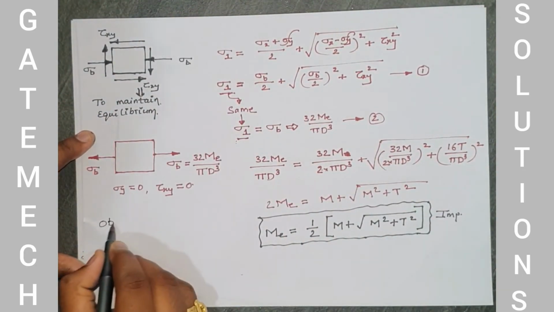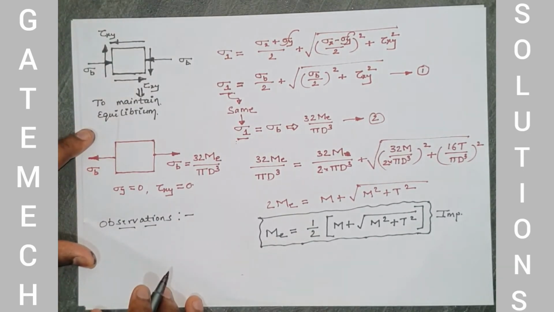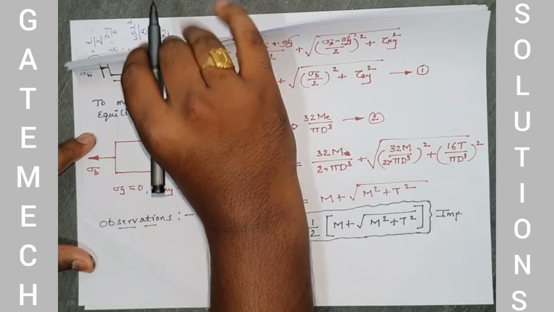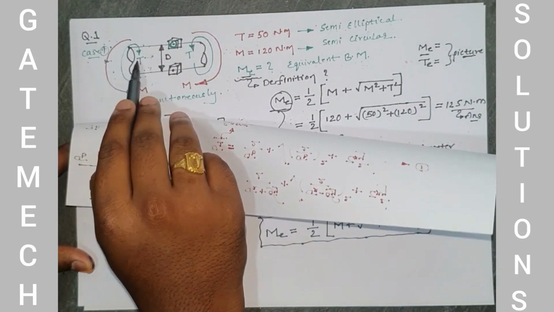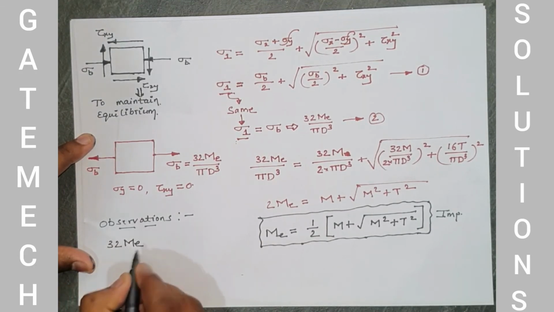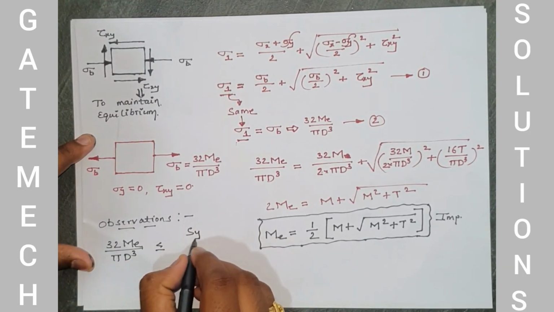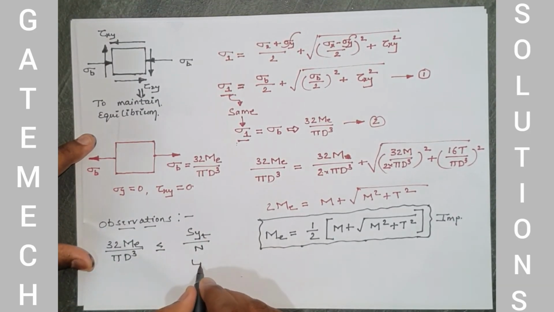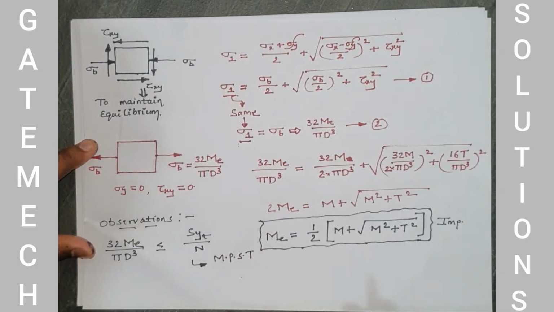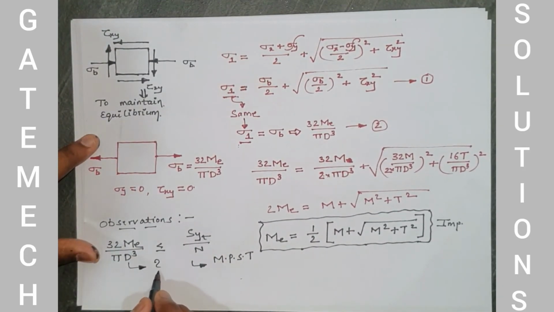Now, what are the observations? The first observation is, if the shaft is subjected to both bending moment and twisting moment simultaneously, then according to the equivalent bending moment concept, directly we can say 32 ME divided by pi d cube should not be more than SYT divided by M. This is according to the maximum principal stress theory, one of the theories of failure. According to MPST, we can directly apply this formula and calculate the safe diameter of the shaft.